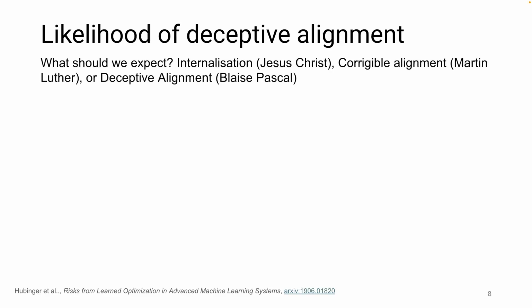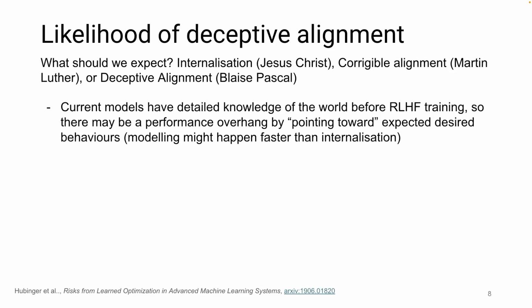So if we're thinking about what happens over the course of training a model, what should we expect? Which of these three outcomes is going to be more likely? I think it's very hard to reason about these things, but I'm just going to throw some arguments out there, again lifted from Hubinger, for why some of these might be more or less likely than the others. And here in particular, we're thinking of this happening by default, in the absence of specific modifications to training pipelines that would nudge us more towards the desired behaviors we want.